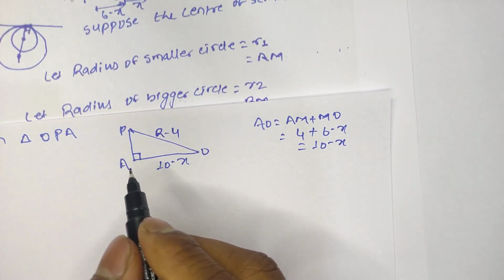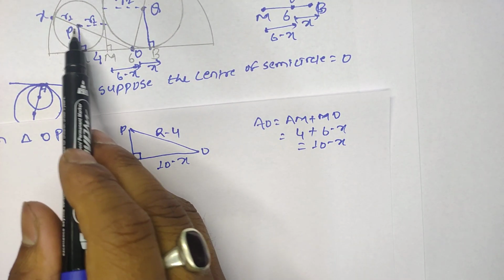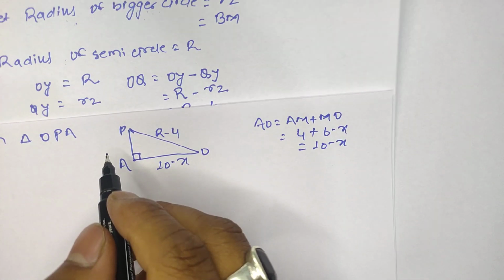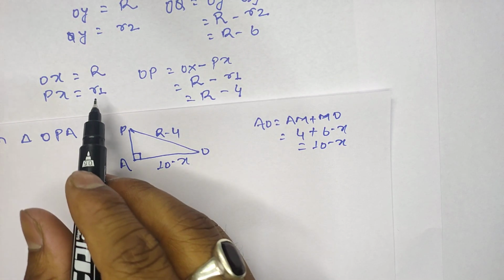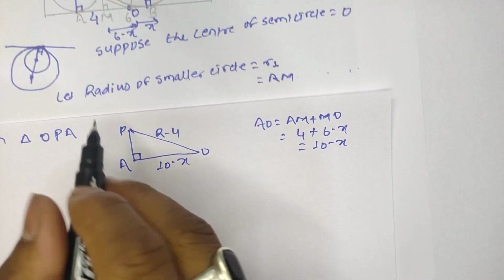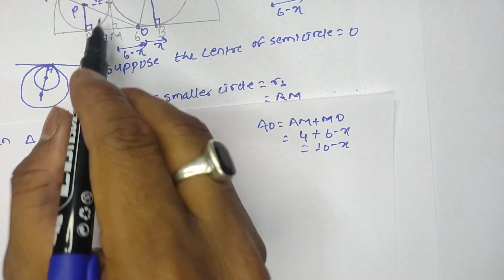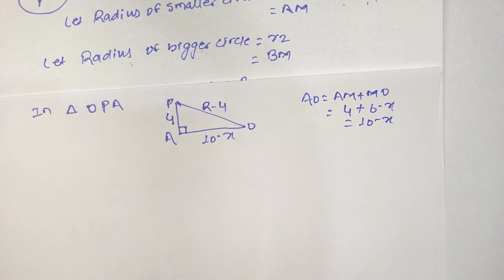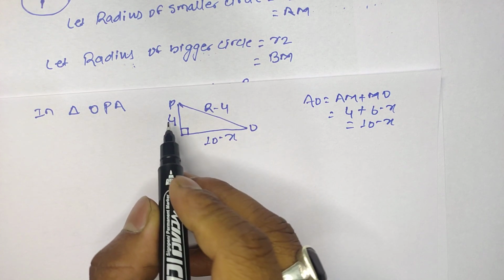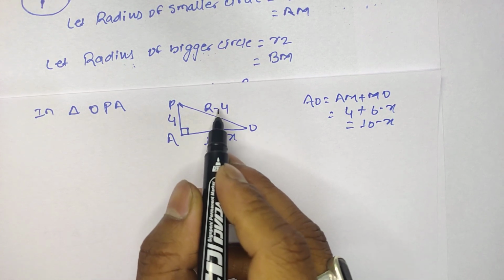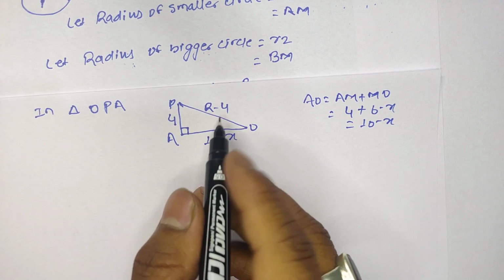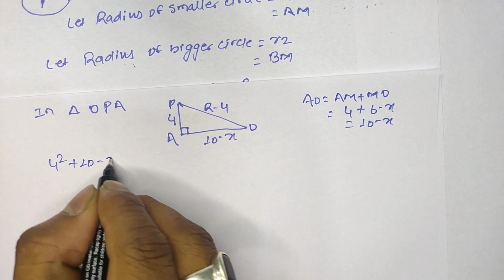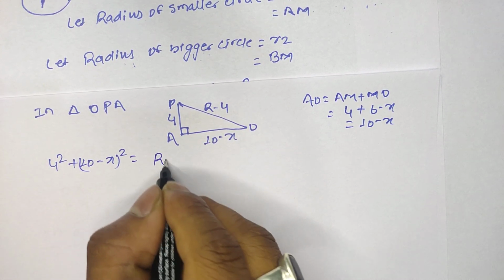And the length of PA, you can see, is the radius of this smaller circle. So you can write r1 here, and as you know this radius is also equal to r1, and r1 is equal to the length of AM. So you can write 4 units. Then we are using the Pythagoras theorem: the square of this length plus the square of this length is equal to the square of this length, which is the hypotenuse of this right-angled triangle. So 4 power 2 plus (10 minus x) whole power 2 equals (r minus 4) whole power 2.